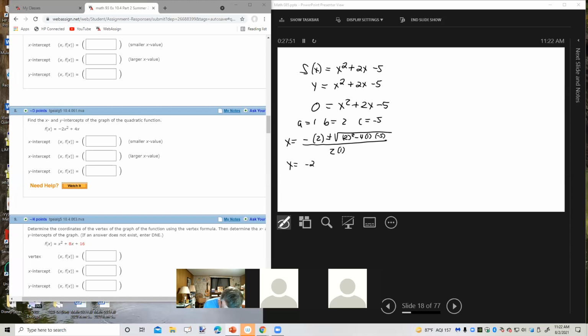x equals negative 2 plus or minus the square root of 4 plus, let's see here, hang on. Where did I get this from?